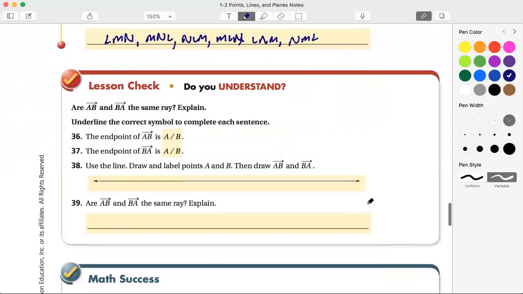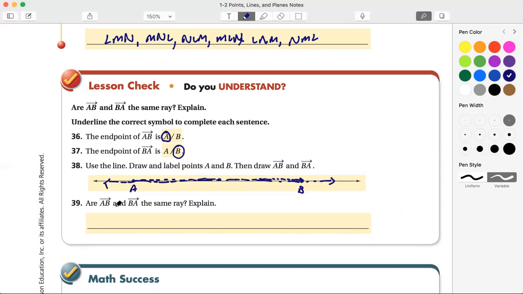Okay. So underline the correct symbol and explain each sentence. So are AB and BA the same ray? So the endpoint of AB is A. The endpoint of BA is B. Okay. Use the line, draw and label points A and B. So here is point A. Here is the point B. Then draw ray AB and ray BA. So here is ray AB and here is ray BA, excuse me.